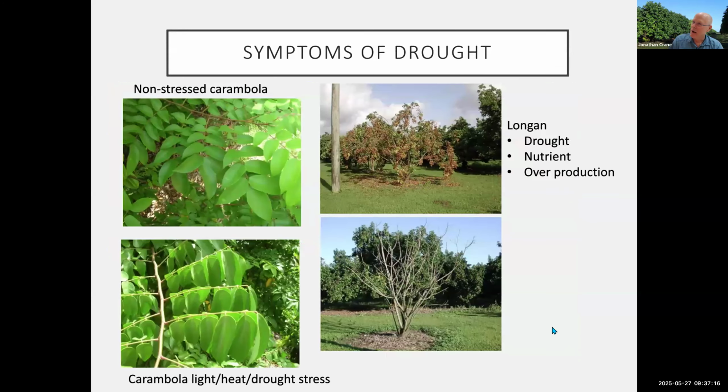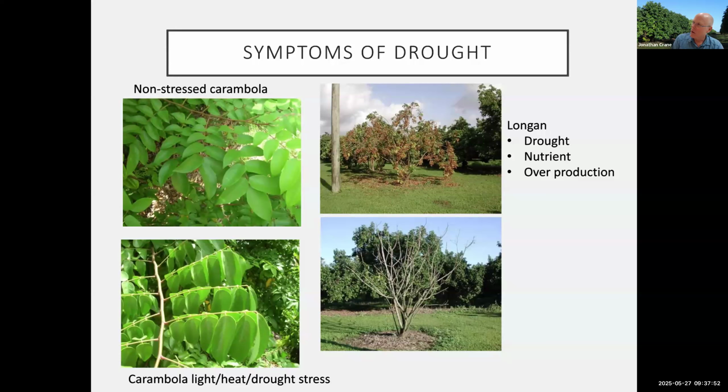This is symptoms of drought stress as well. On the top left is carambola leaves that are well watered and they're somewhat in mottled shade or mottled sunlight. On the bottom, this plant is experiencing high light, high heat, and perhaps drought stress, and you can see the leaves fold. So carambolas actually have little motor cells on the leaflets that go up and back, and if they're drought stressed, or the sunlight is too high, it folds those leaves to reduce the exposure to the atmosphere.